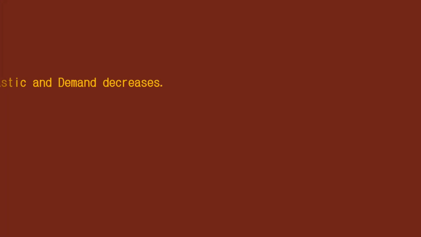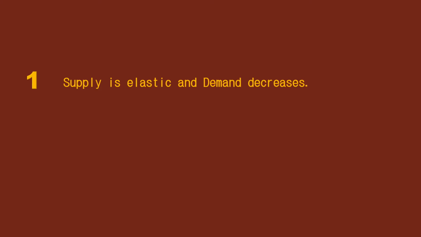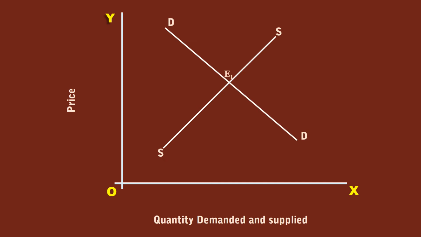1. Supply is elastic and the demand decreases. To begin with, the market is in equilibrium at E1, where demand curve DD cuts the supply curve SS. The price is P1. The quantity is M1.